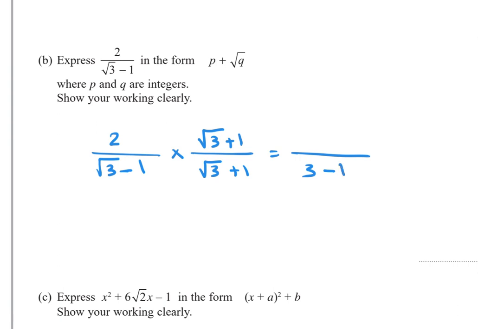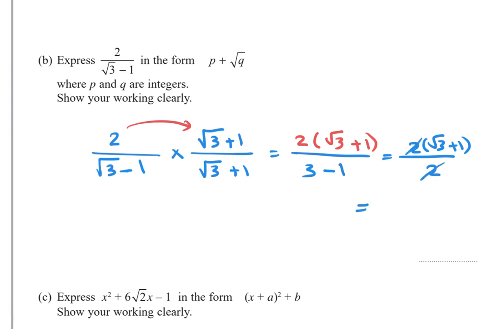And if you multiply the numerators, you have 2 times square root of 3 plus 1. Now the denominator equals 2, and the numerator is 2 times square root of 3 plus 1. You can cancel this 2 with that 2, so the answer is square root of 3 plus 1.